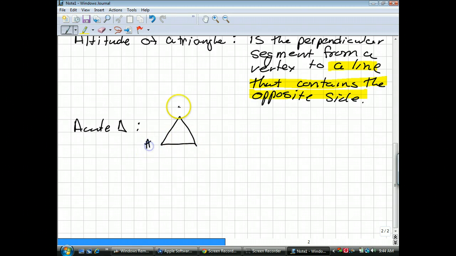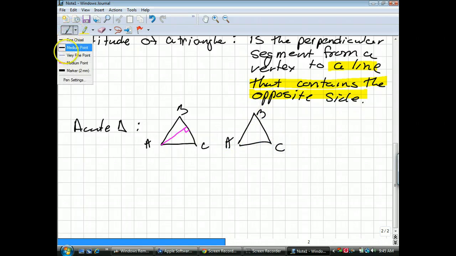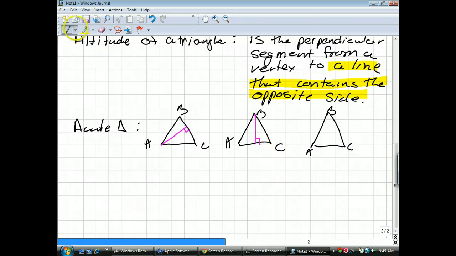okay, this is A, B, C, then it would be the segment, let's say I'm going from A to BC. It would be that segment, okay? Or if I'm going from B, if it's acute, it would be this segment. And if I'm going from C, again, if it's acute, it would be that segment. And notice that they are all inside the triangles.